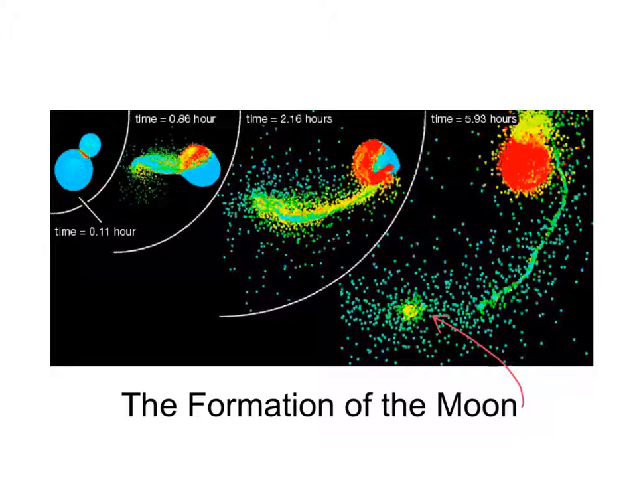The material that was blasted into space orbited, collided, and came together for a whole century until it formed the moon.